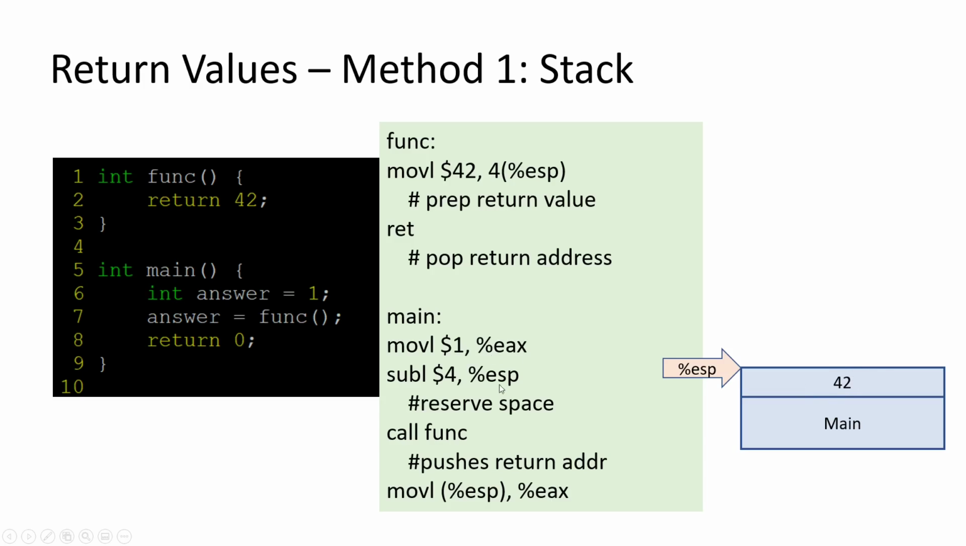The very first thing that main needs to do after the function call returns is to take this return value and do whatever it wanted with it. In this case, it needs to store it in answer. I've decided that I'm using register EAX for answer. So it's going to move the data stored where the stack pointer points. So I've got the parentheses this time because I'm accessing this value. It's going to move that into register EAX.